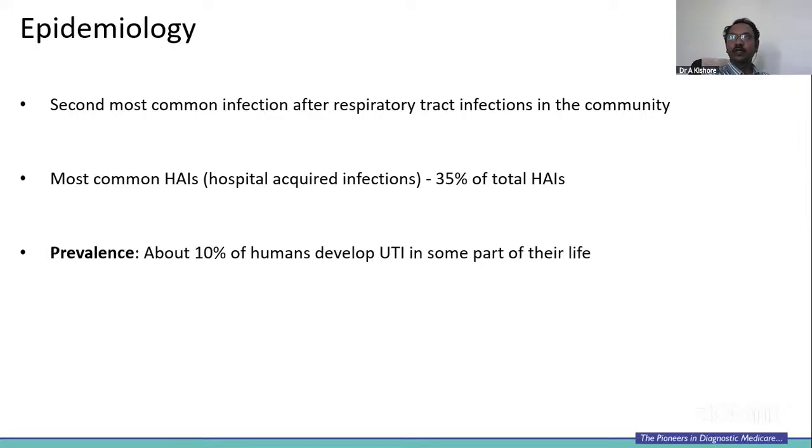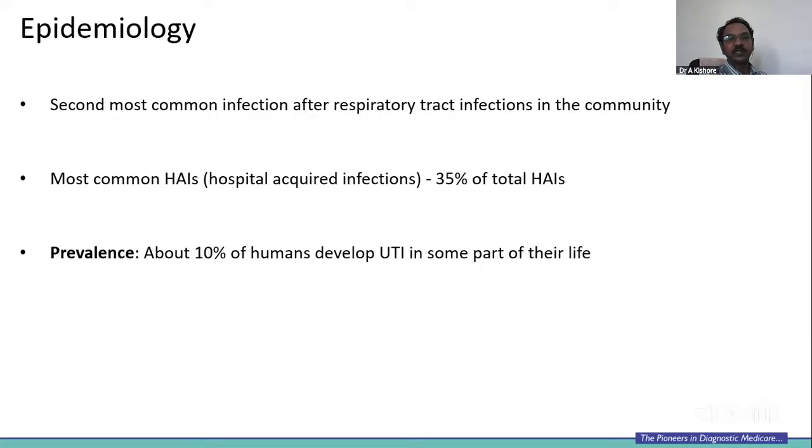Before going on to the diagnosis, we need to know about its epidemiology and the agents that are mainly causing the infection. Let us see the epidemiology. Apart from respiratory tract infections, which are more commonly seen in the community, urinary tract infections are the second most common infections. If you look into hospital-acquired infections, urinary tract infections are the most common. Approximately 35% of the total healthcare associated infections or hospital-acquired infections are due to urinary tract infections, that we talked about regarding CAUTI, that is catheter associated infections.